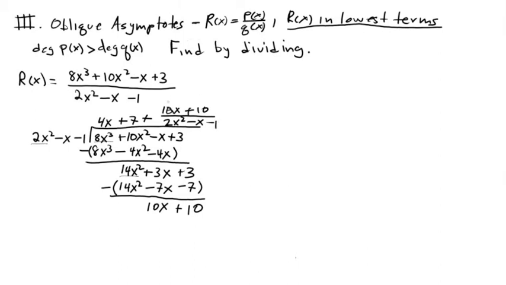And then I look at what happens to the remainder as x goes to infinity, because remember that's what we're looking at. As x goes to infinity, the degree of the numerator is less than the degree of the denominator, so this whole thing goes to 0. So what I'm left with is an oblique asymptote of y equals 4x plus 7.